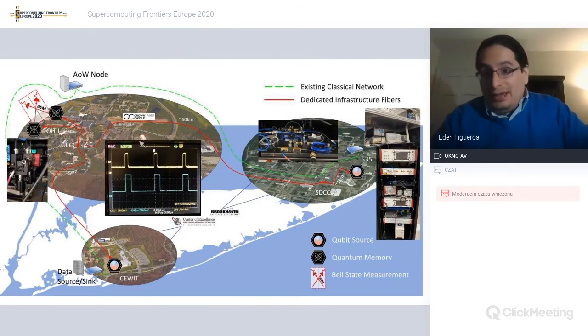So this is actually a prototype of a quantum network in which qubits are already flying over 140 kilometers. And now we're just trying to do the part of the quantum memory so we can start establishing entanglement swapping operations. So this is basically the status of this network.